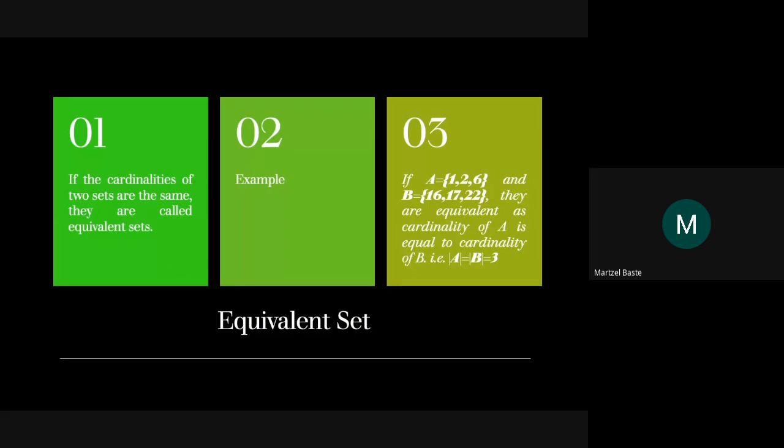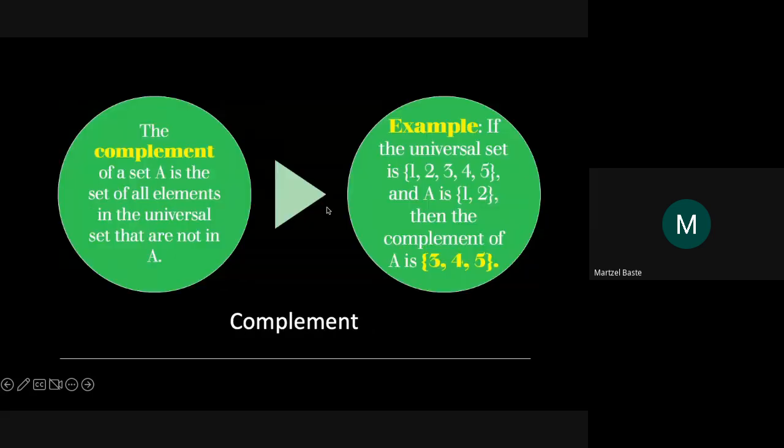But if we say a set is an equivalent set, they all have the same cardinality, but they will not necessarily have the same members. For example, A is 1 to 6 and B has 16, 17, 22 as elements. Meaning A is equivalent to B because the cardinality of A and B are both 3. So that is an equivalent set. If the values are exactly the same, that is an equal set. That's the difference between equal and equivalent set.